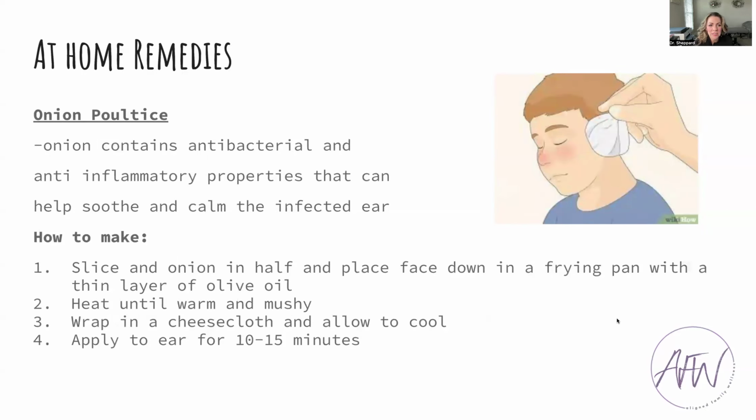So this is an onion poultice. Basically, the onion contains antibacterial and anti-inflammatory properties, and it can help soothe and calm that infected ear. So you're going to slice an onion in half, put it in a frying pan, and heat it till it gets almost like sauteed onions, mushy and gooey. Then you let it cool and wrap it in a cheesecloth. If you don't know what a cheesecloth is, it looks kind of like that. It's white and just real thin. And then the kiddo can just hold it on their ear for 10 to 15 minutes.